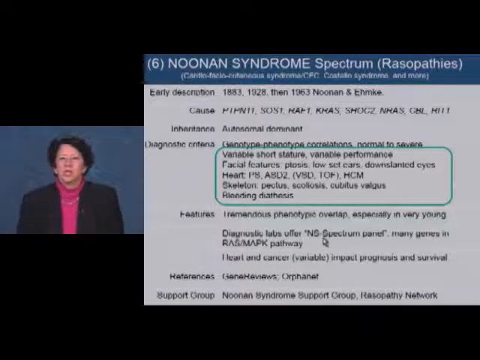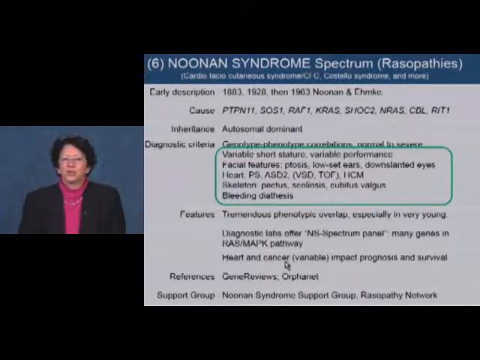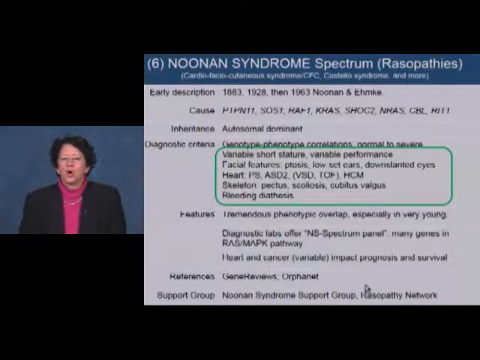There is tremendous phenotypic overlap, especially in the very young, and diagnostic labs recognize that this can be a challenge. It's not possible to pick out one particular gene, so our labs offer a panel, a Noonan syndrome panel, of many of these different genes. The heart and cancer phenotypes are variable, but it's important to diagnose because they can impact prognosis and survival. The references include GeneReviews, Orphanet, and very active individual groups such as Noonan syndrome, Costello, and CFC, which have all banded together to form a RASopathy network.